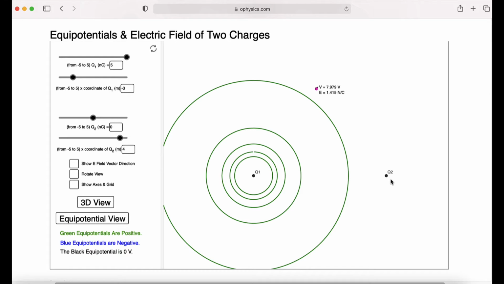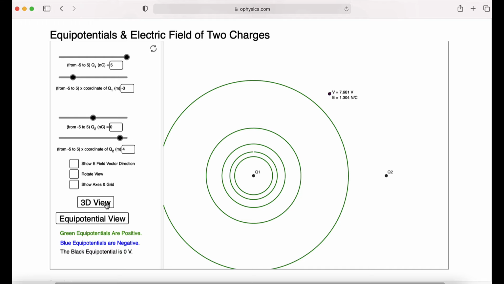I've reduced the charge on Q2 over here to 0, so this is actually not here at all. And you can see that I have a sensor that's measuring potential and electric field strength. And as I get that sensor closer to the central positive charge, both of those go up. The potential increases as I move to ever higher areas of potential as I cross equipotential lines, and the electric field strength, as indicated both by this number and by the length of this vector arrow, goes up as well.